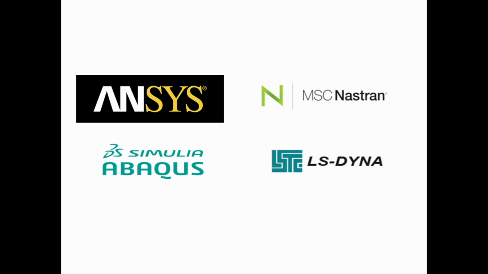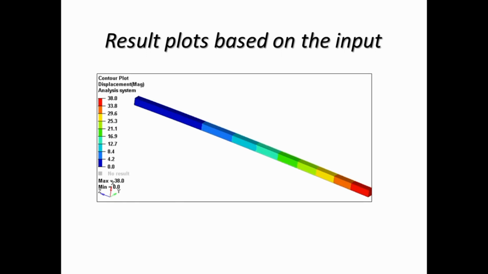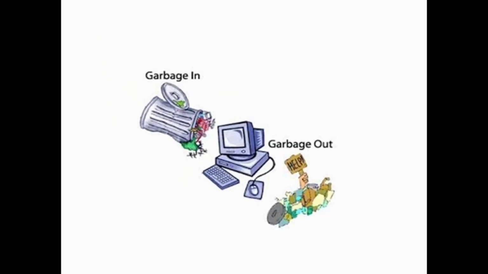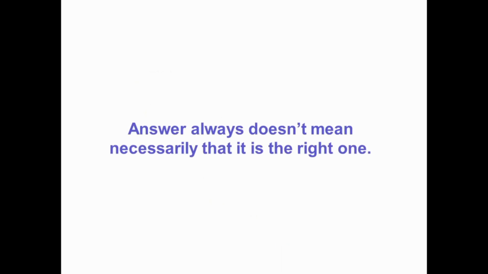If you have used some software, even at a basic level, you might be aware that there will be some results or contour plots based on the input that you gave. They say garbage in, garbage out. In any FEM software, getting an answer doesn't necessarily mean that it is the right one. So you must be aware of your input data and the sequence of operations to tackle unexpected problems and get the desired simulation results. So are you ready to know the 7 steps in FEM simulations?